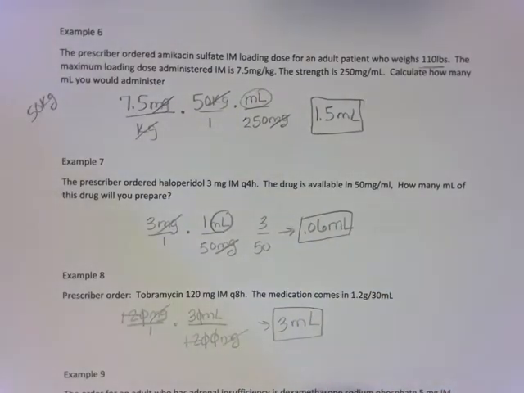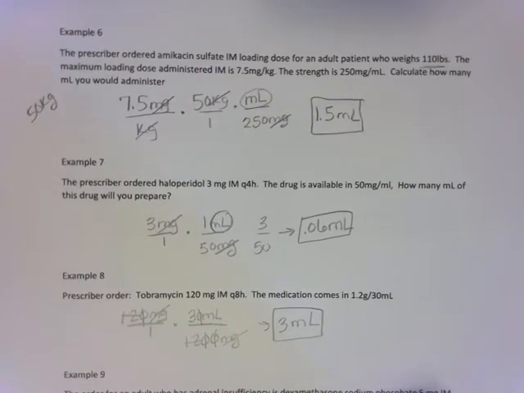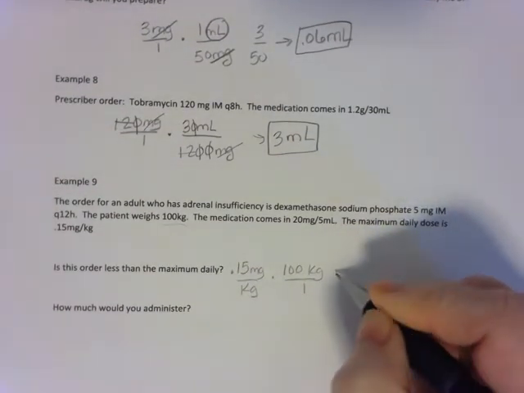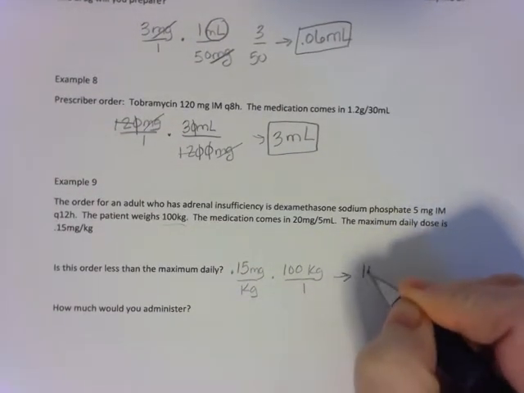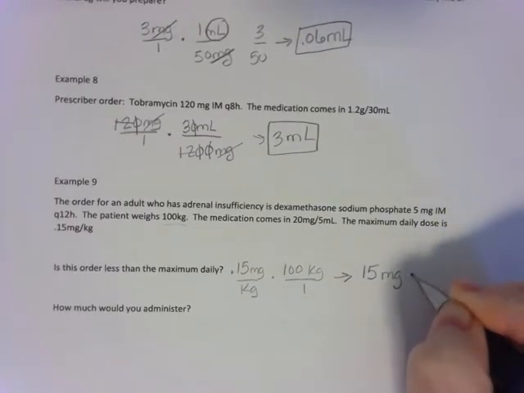So here we have to find the maximum daily medication this patient who weighs 100 kilograms can get. So we start with the maximum 15/100ths milligram per kilogram times 100 kilograms over 1, which gives us 15 milligrams as a max per day.